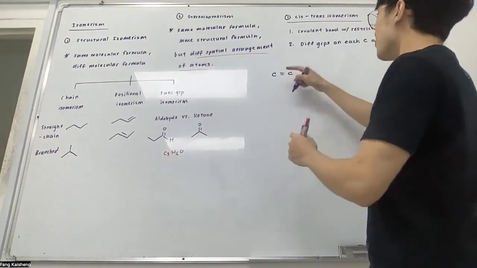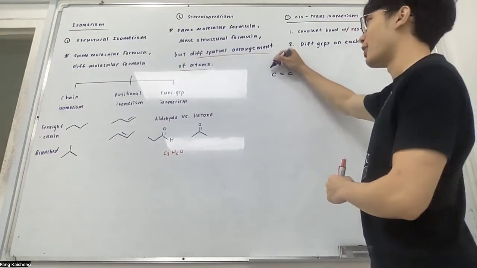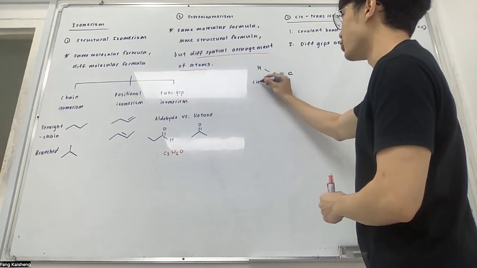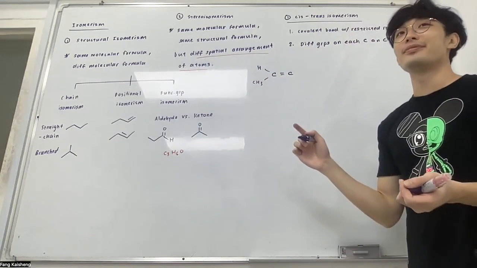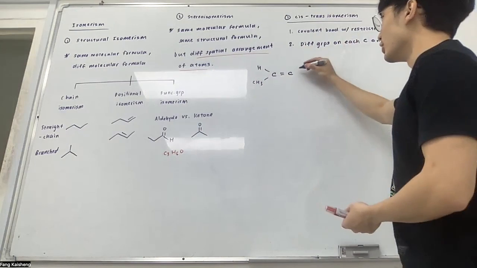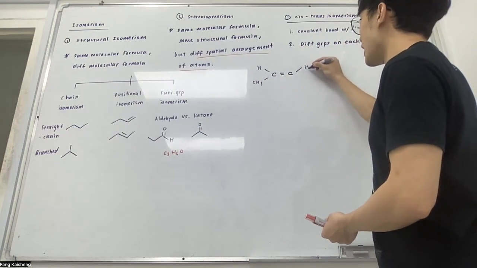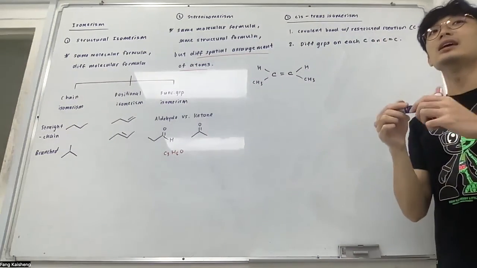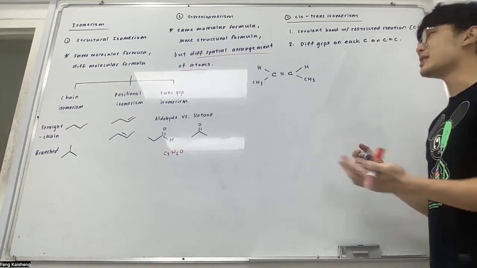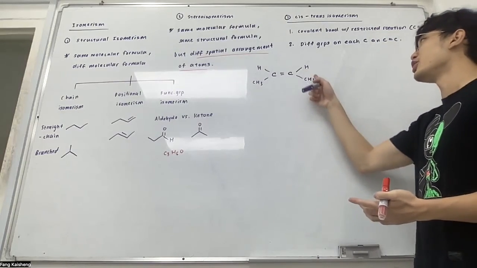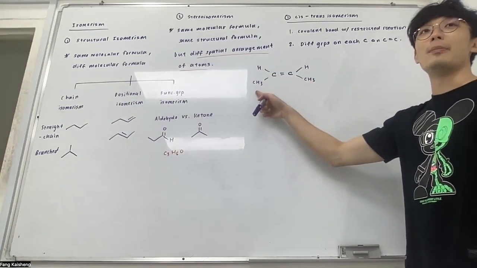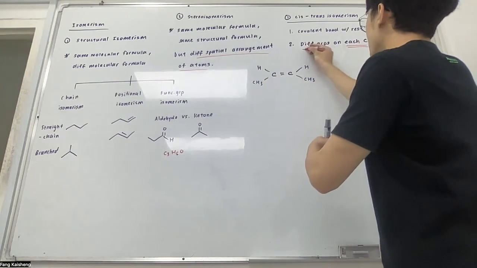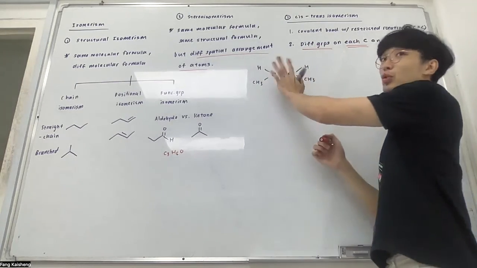So what do I mean by different groups? Look at the carbon on the left. If this is an H, this is a CH3, is this a different group? It's a different group, obviously. So the carbon on the right, if this is H, this is CH3, is this a different group? It's different also. Now, the misconception is a lot of us will think H and CH3 is the same as the left one. But no, we are saying it's on each carbon that you have different groups. So you don't look at them together.